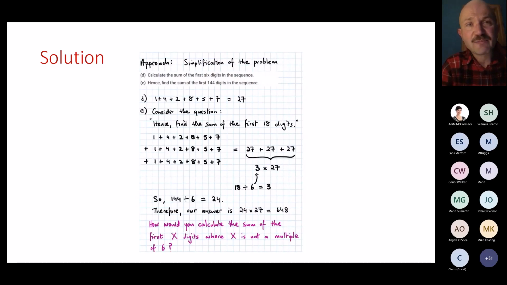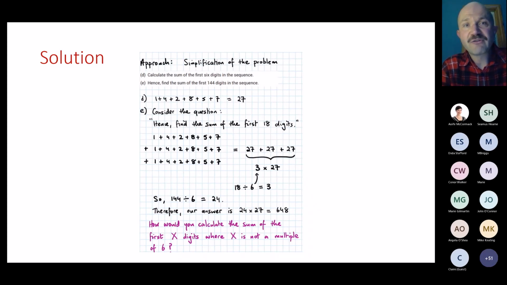The final 2 parts of this particular problem, parts D and E, look at the sum of a number of terms within the sequence. Part E, for example, asks students to find the sum of the first 144 digits or terms in the sequence. Now, this could be a very daunting task for a student at any level, including at ordinary level, and especially it could be daunting to a student that would be reliant on more rudimentary methods like systematic listing, for example.